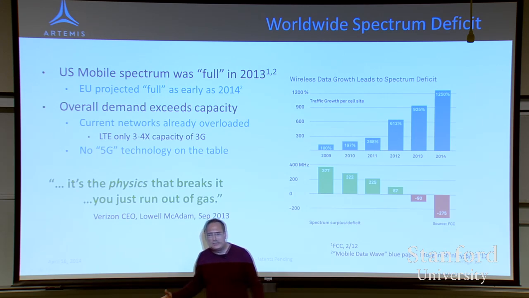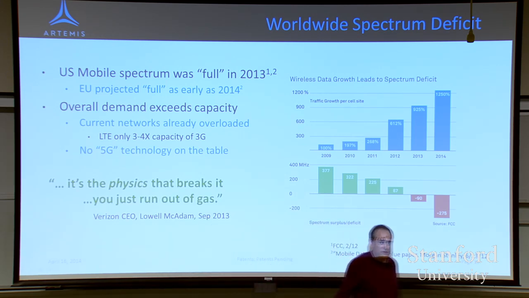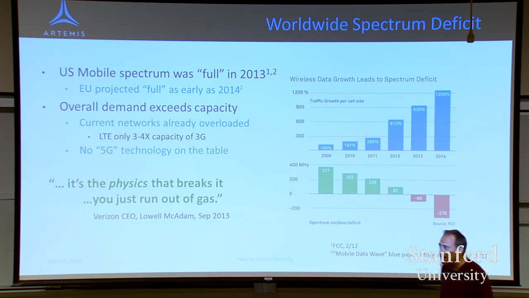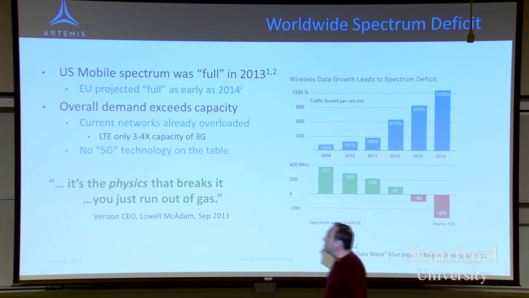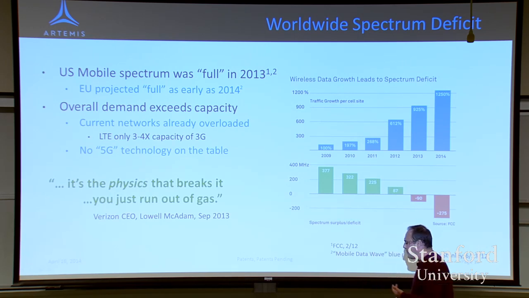Now, how often do you see a CEO of a major corporation talk about physics to investors, okay? Essentially what he was saying, and this is confirmed by the work they've done, is that they tried everything. They've tried all the different advanced modes they looked at with LTE. They've tried MIMO. They've tried small cells. They've tried different types of techniques for dividing up the cells, cooperative multipoint.